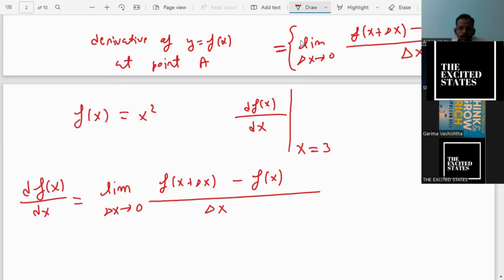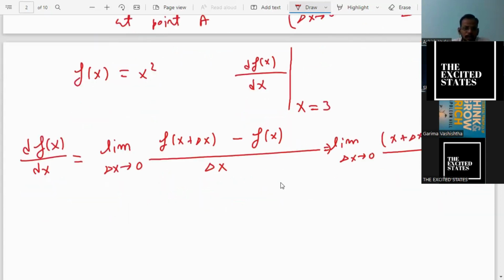So that means limit delta x approaching towards 0. What is x plus delta x? I will just put it in the function. What is the function of x plus delta x? It will be simply x plus delta x whole square minus f of x, which is x square, over delta x. Now I will just expand the part in the numerator and simplify that, and then we will put the limit. So it will be limit delta x approaching towards 0.